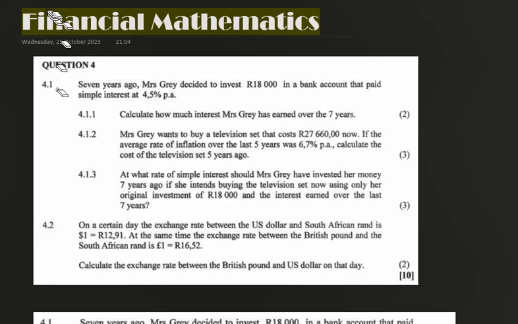It's fine, guys. So it says here, 7 years ago, Mrs. Gray decided to invest 18,000 in a bank account that paid simple interest of 4.5% per annum. And then the first question goes. I broke this question down into 3 parts because I didn't want to keep on scrolling up to the previous questions. So I grouped these 2 questions together, then I did question 3, then question 2. You'll see how I did it.